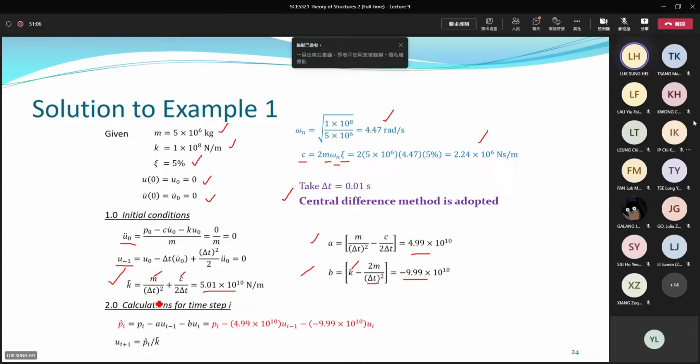And then according to the central difference method procedures, you calculate P hat based on this equation. Depends on A, depends on B. P hat depends on A, B, the loading at the current stage, and also depends on the previous displacement, Ui and Ui minus 1. Apply this equation n times to find out the displacement at time step i plus 1.